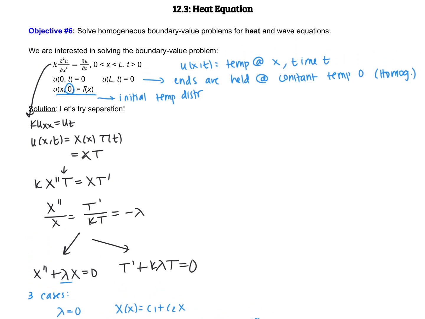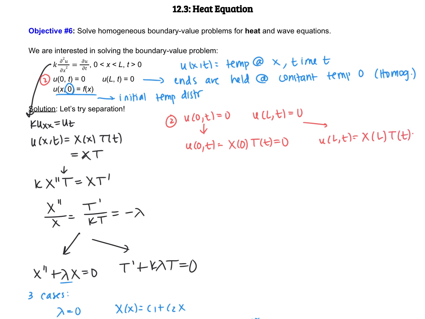Okay, so what we're going to do at this point is go back and look at these conditions right here. If we return to 2, we know that u of 0,t is equal to 0, and we know that u of L,t is equal to 0. So this u of 0,t is really X of 0 times T of t is equal to 0. And this other condition, u of L,t, tells us that X of L times T of t is equal to 0.